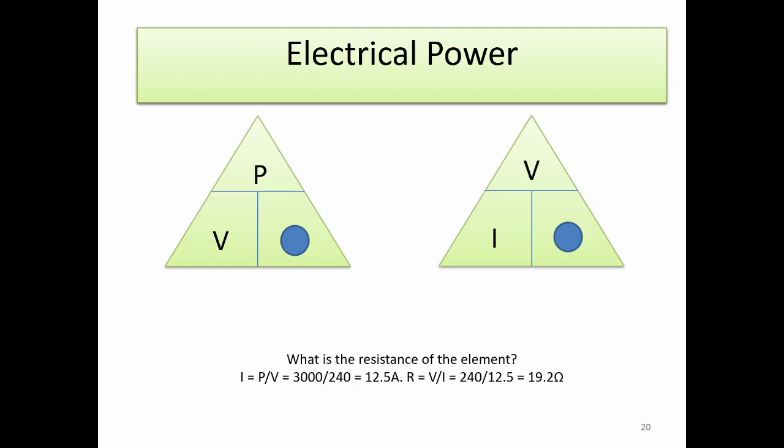So if we want to work out what the resistance of the element was, we can use the two triangles. We can work out the current because we know the power and we know the voltage. So the current is 3000 divided by 240 equals 12.5 amps. If we go to our other triangle to work out the resistance, V over I, it's 240 divided by 12.5, which makes our resistance 19.2 ohms.